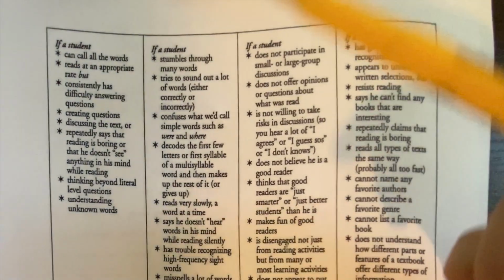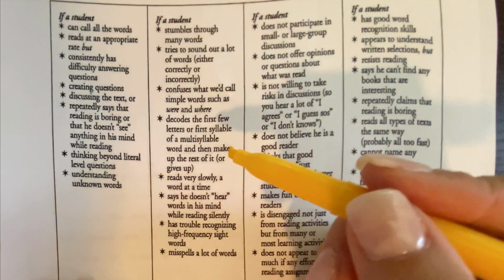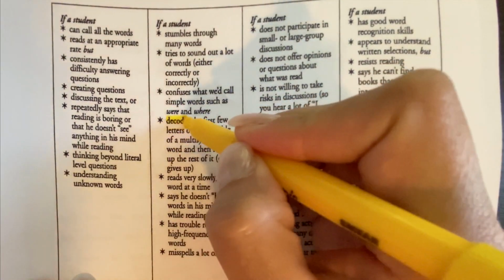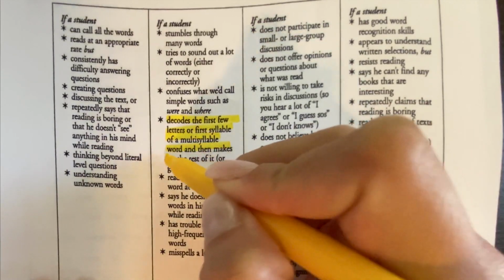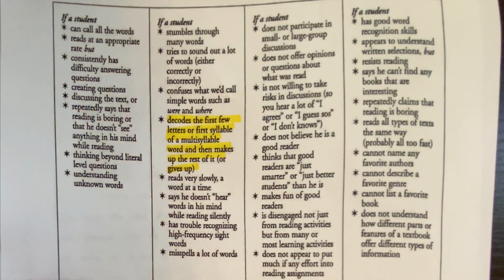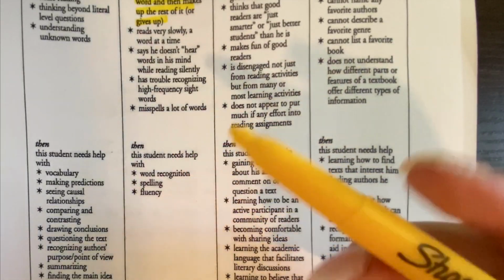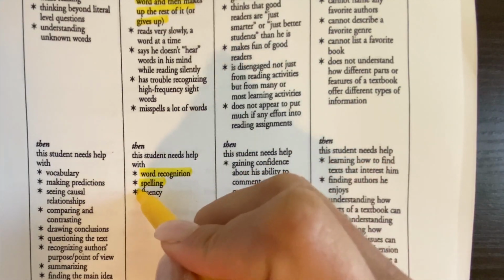So I would look at this sheet, the if-then from the Kylene Beers book, and I think for him, he's decoding the first few letters or first syllable of a multi-syllable word and then making the rest up or gives up. So there were a couple times when he did say, I don't know, and he never asked for help decoding. So if you're looking at this chart, then we find that he needs help with word recognition, spelling, and fluency.